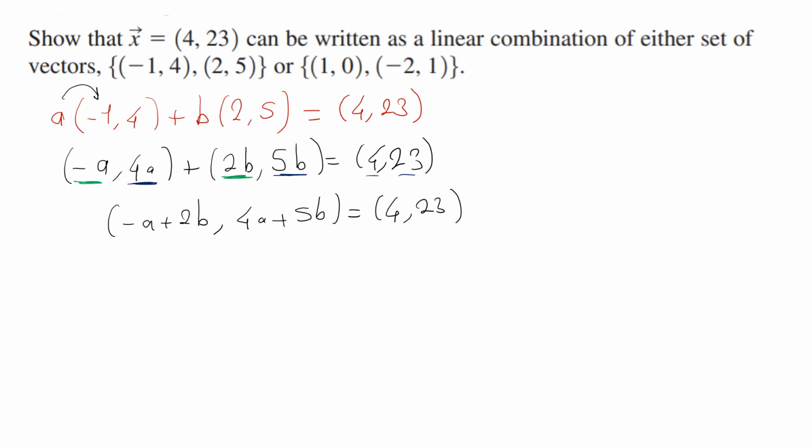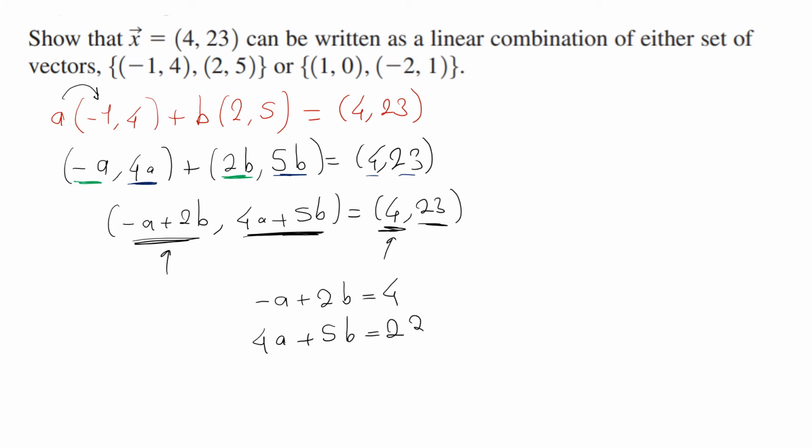Now I can actually make two equations from this. I can take this one and equal it, because I know this is the x coordinate, which will equal 4. So I can say negative a plus 2b will equal 4. And I can take this y coordinate and equal it to 23 over here. So I will have 4a plus 5b equaling 23.